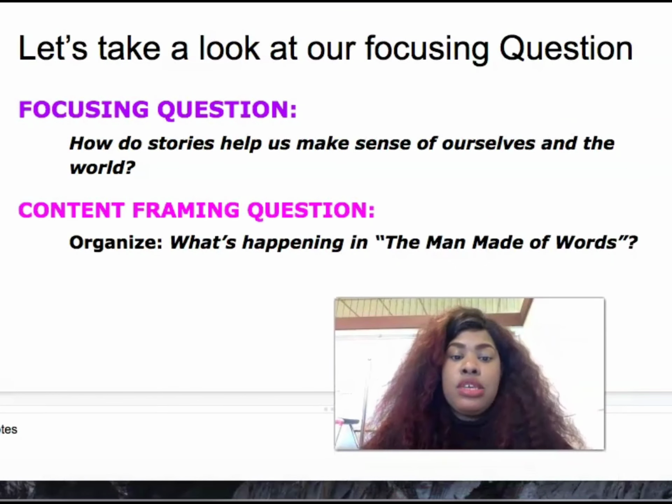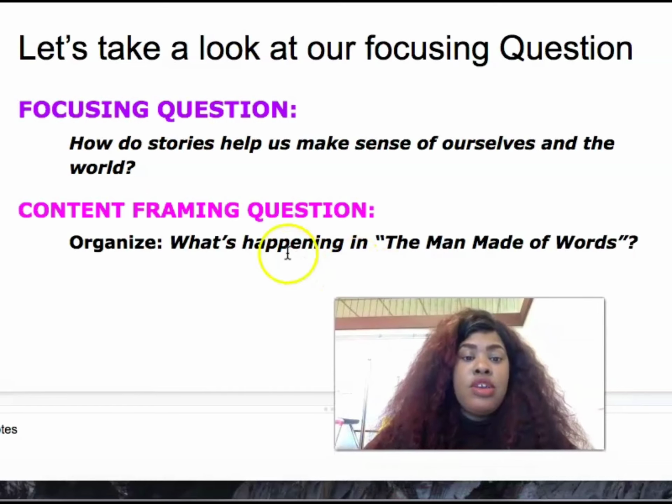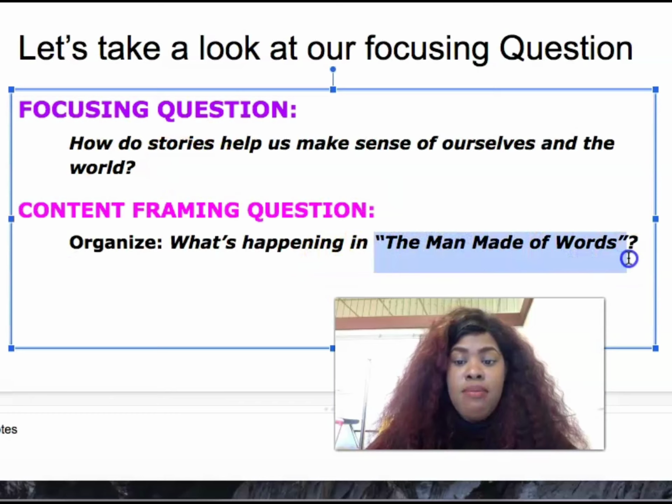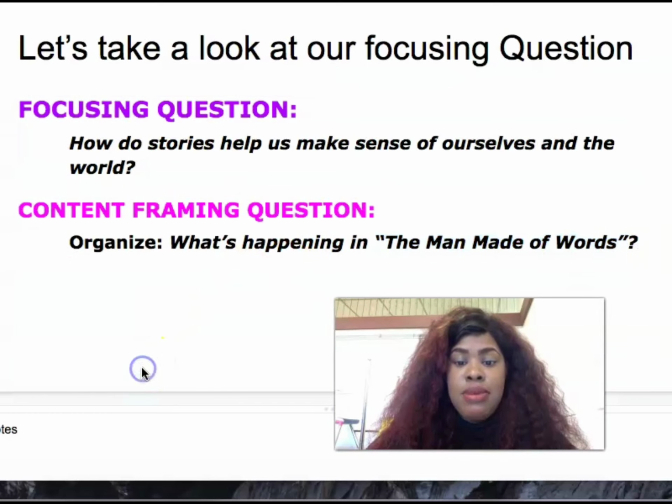Let's take a look at our focusing question for today's lesson. Our focusing question is, how do stories help us make sense of ourselves and the world? And our content framing question and our organizing stage is, what's happening in The Man Made of Words? As you can see, we're going to be reading another article, The Man Made of Words, and you're going to be answering what's actually happening in this article. In order to do that, you need to organize the thoughts or the ideas that are inside of the article.